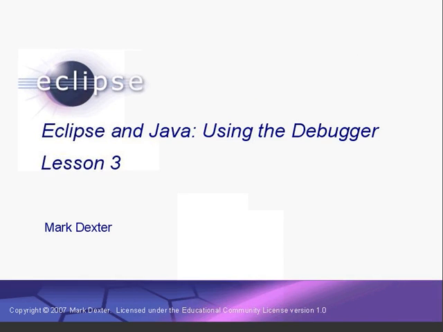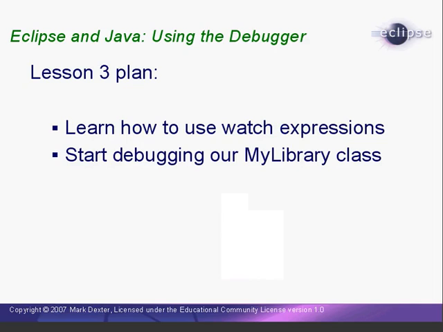Hello again. Welcome back to Using the Debugger. In the last lesson, we learned how to step through a running program and examine the contents of variables. In this lesson, we're going to learn how to add watch expressions and how to run code snippets at any point in a program. Then we'll put our new skills to work as we debug the MyLibrary class.